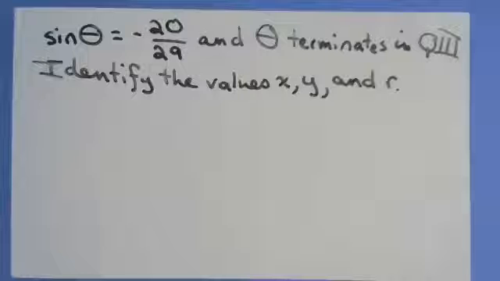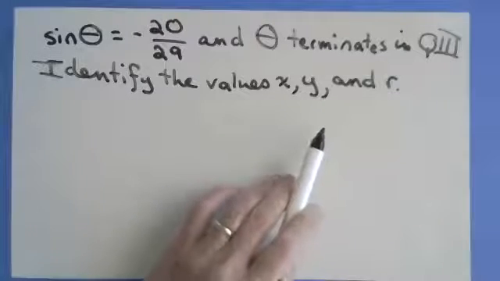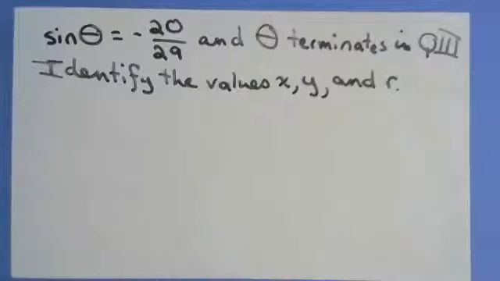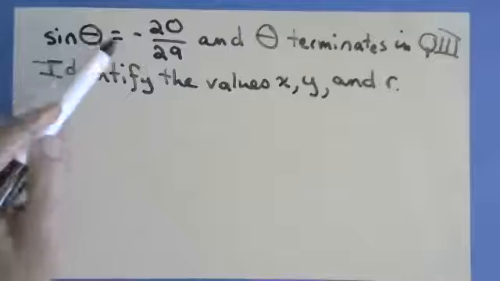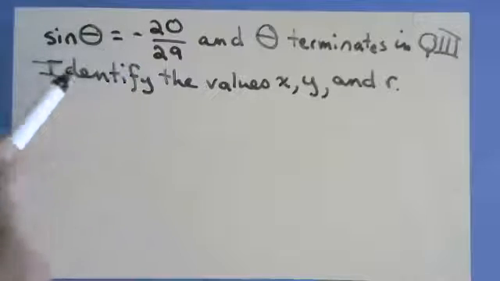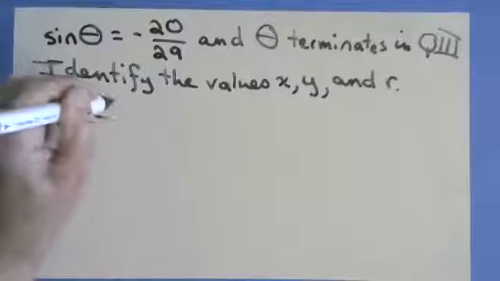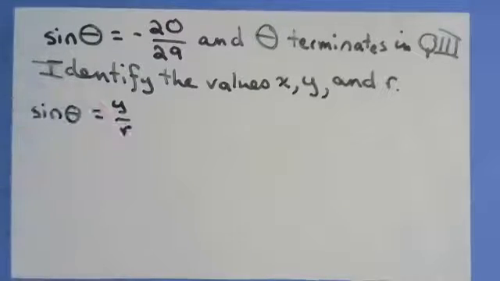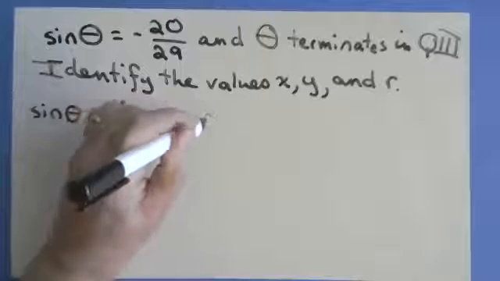So before we can find all the other trigonometric function values, if that's what we want, we have to know what the values of x, y, and r happen to be. So we go through this sort of logical analysis to understand it. The first thing we notice is that sine of theta is negative 20 over 29. We know that sine of theta is y over r. And we also know that r is always a positive number.